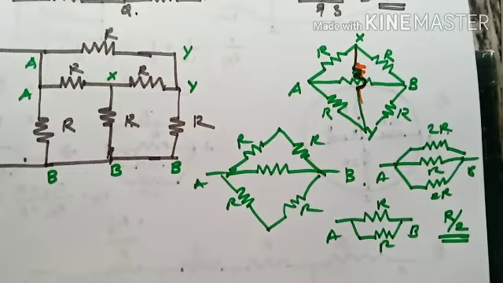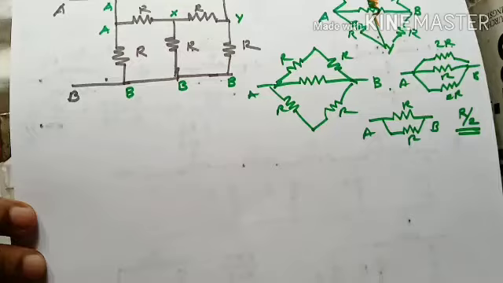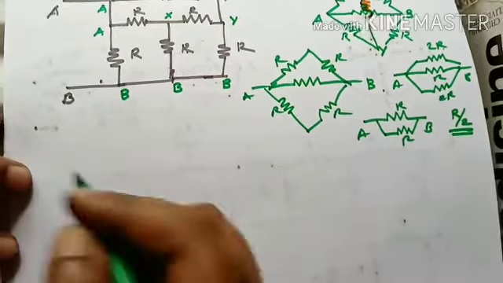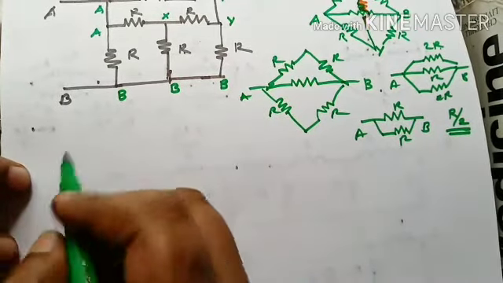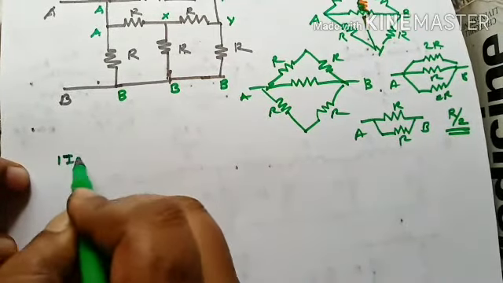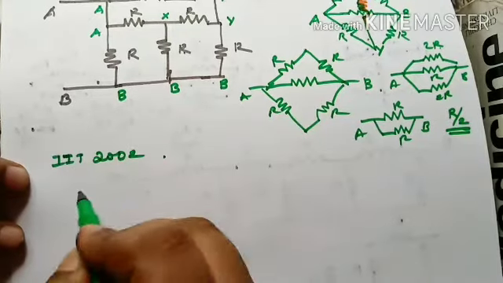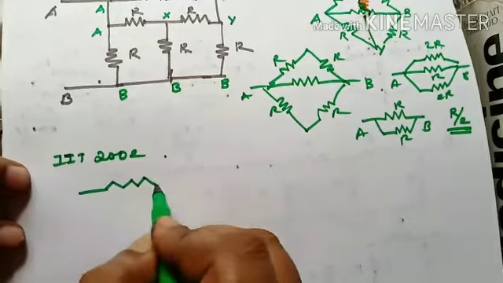Let's move on to the 2002 question. Now let's move on to a little bit more complicated circuit, guys. But the basic concept is Wheatstone's bridge itself. It was asked in the IIT 2002 question. Right, let's draw the circuit.